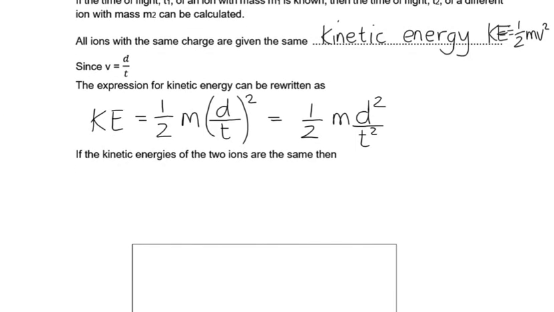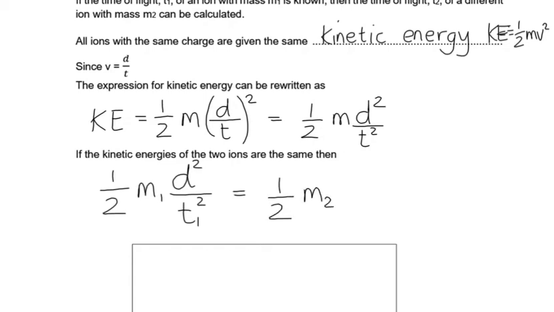Now given that we know that the two ions have exactly the same kinetic energy, if we have ion 1 and we say that ion 1 is going to have mass 1, the distance in the machine is the same for both ions, but the time is different because the heavier ones move slower. So we've got t1 and m1, they're the things that are different for the two ions, but the two kinetic energies are the same. So we've still got the distance the same, but the times and the masses are different.